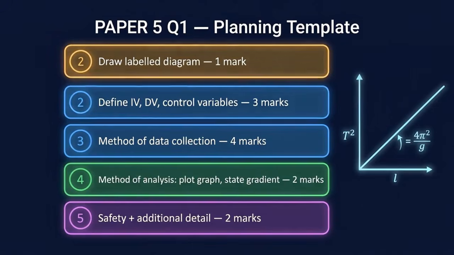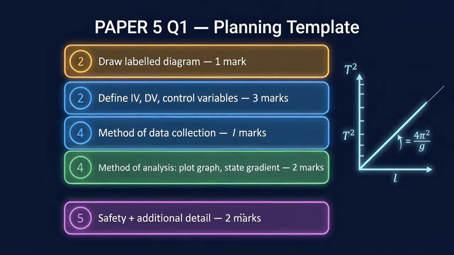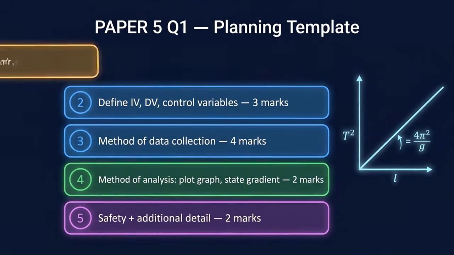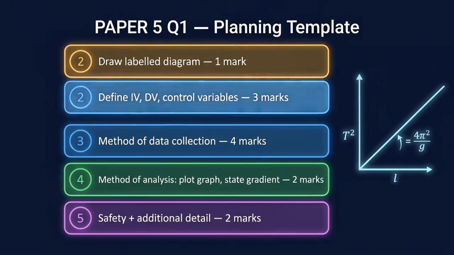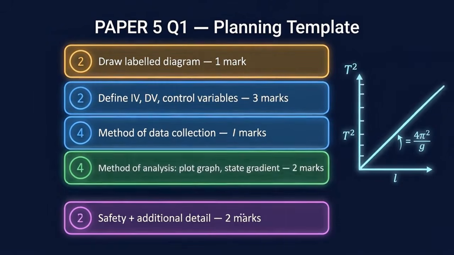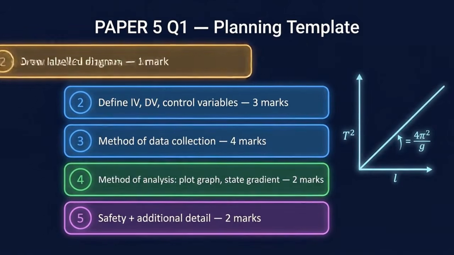Step 4. Method of analysis. State what graph you will plot and what the gradient equals in terms of the formula. 2 marks. For example, plot t squared on the y-axis against length on the x-axis. The gradient equals 4 pi squared over g, so g equals 4 pi squared divided by the gradient.